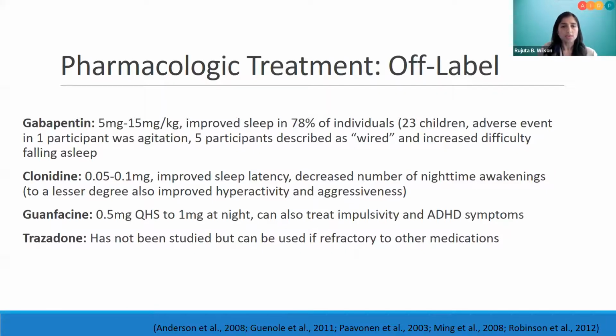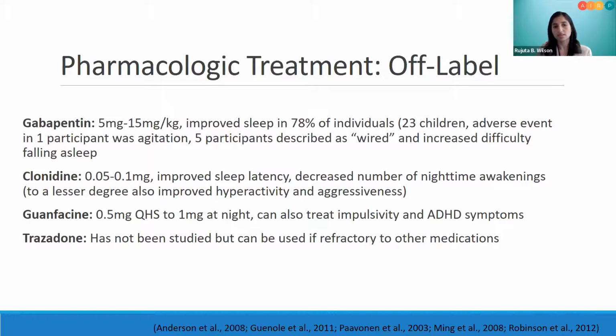So clonidine, usually used at a lower dose, about 0.05 milligrams, that's half a tablet, to 0.1, has been shown to improve sleep latency and decrease the number of nighttime awakenings. When we talked about melatonin, we were talking about sleep onset. With these alpha agonists and these other medications, we're talking about not only targeting sleep onset, but sleep duration, so sleep maintenance overnight. So if we've used melatonin and we're still having multiple nighttime awakenings and have addressed behavioral areas, this is when we're thinking about these alpha agonists.